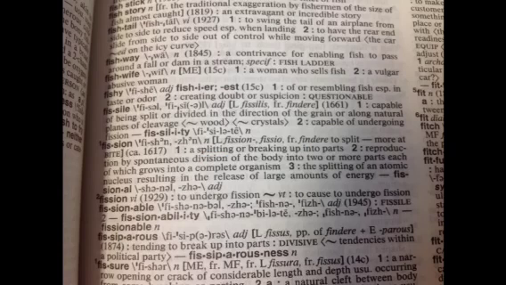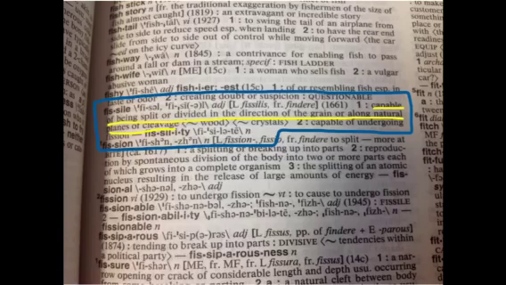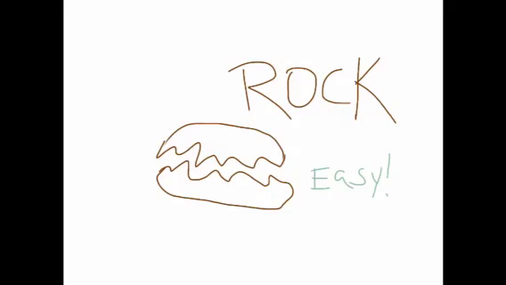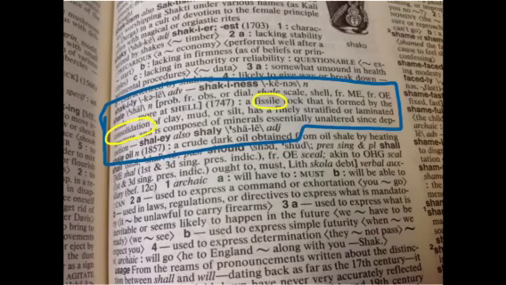After I read all the possible definitions for fissile, I found that the only one that makes sense in this context is the first one. Capable of being split or divided in the direction of the grain or along natural planes of cleavage. Okay, so it's a rock that splits apart easily. Next it says it is formed by the consolidation of clay, mud, or silt.